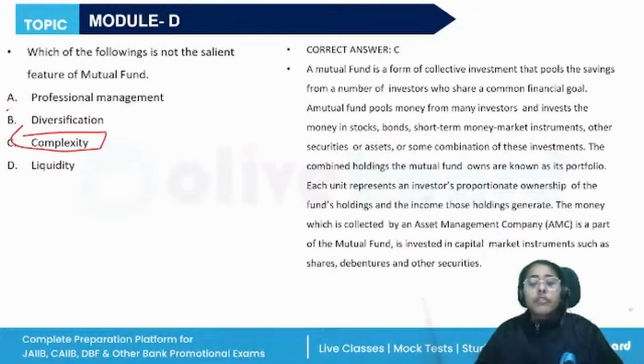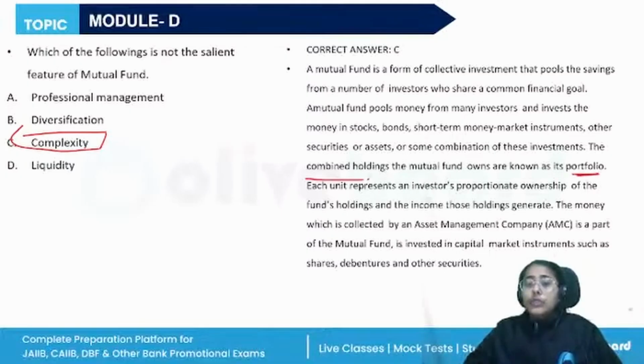Why? Because a mutual fund is a form of collective investment that pools the savings from a number of investors who share a common financial goal. This common financial goal can be tax saving, or it can be regular flow of income, or hybrid schemes can also be there. So a mutual fund pools money from many investors and invests the money in stocks, bonds, short-term money market instruments, or other securities, or even a combination. And these are together known as the portfolio.